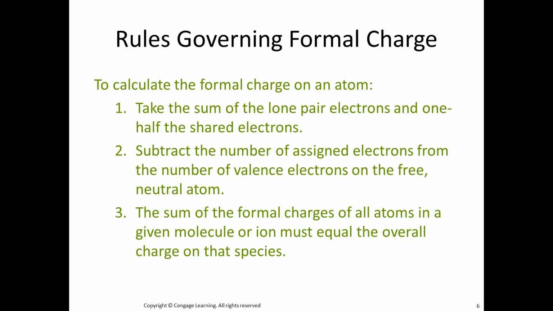So we take the sum of the lone pair electrons and 1/2 the shared electrons. We subtract that number of assigned electrons from the number of valence electrons on the free neutral atom. And then we check to make sure that the sum of our formal charges for all of the atoms in a given molecule equals the overall charge on that species.